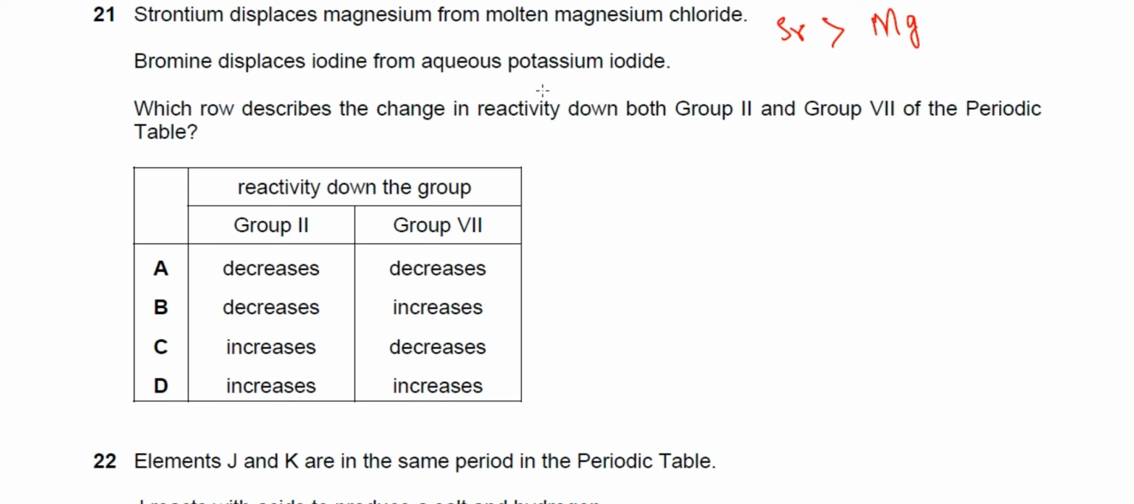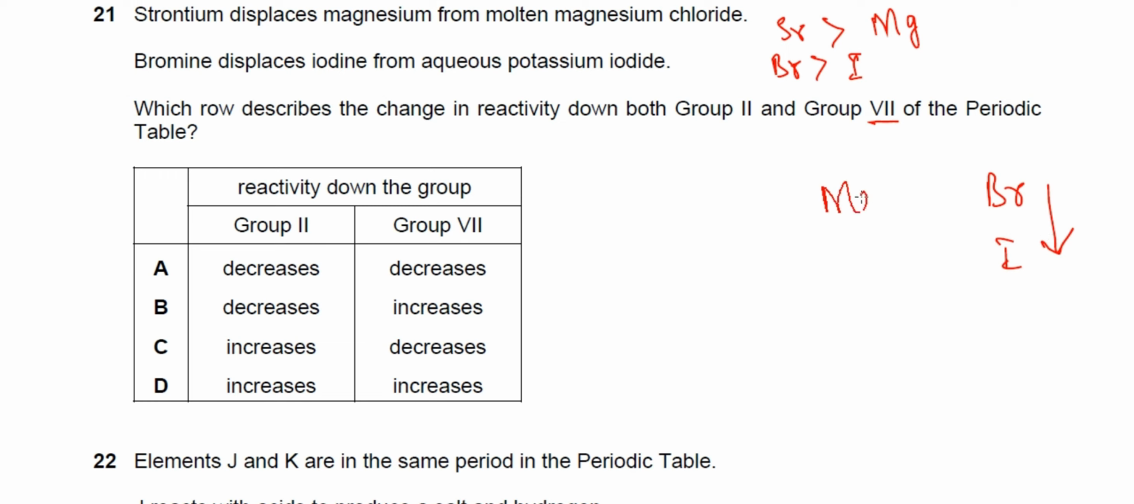Again, we know from the halogens, if one halogen is displacing the other one, it clearly means that halogen is present higher and is more reactive. So we can say bromine is more reactive than iodine. Keeping this idea, it says which row describes the change in reactivity down both group 2 and group 7. Bromine is present higher than iodine, so as we are going down, the reactivity is decreasing.